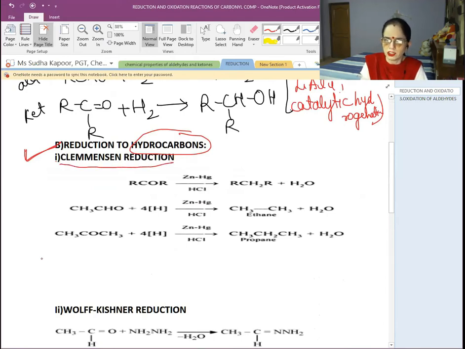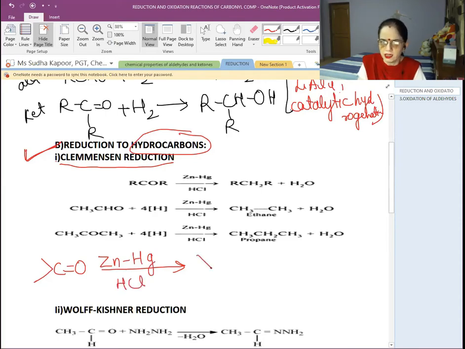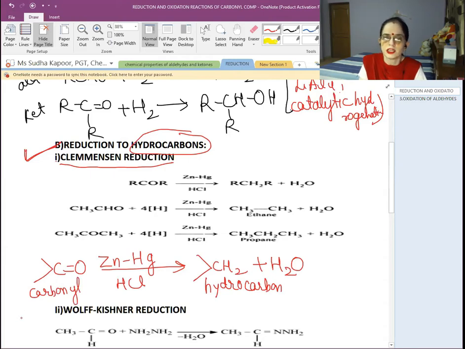In the Clemmensen reduction, the carbonyl group is treated with zinc, mercury and HCl, that is zinc amalgam. Then the reduction takes place and water is removed. This can be an aldehyde or a ketone, but the product we get is a hydrocarbon of the same number of carbon atoms. It can be any carbonyl group.